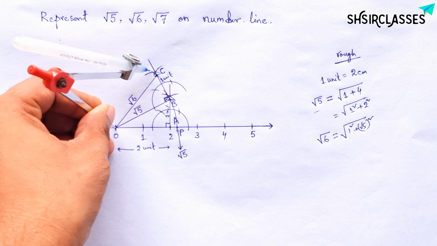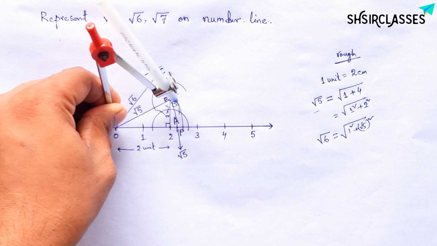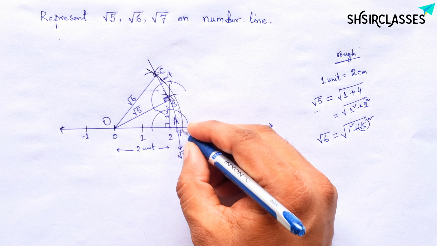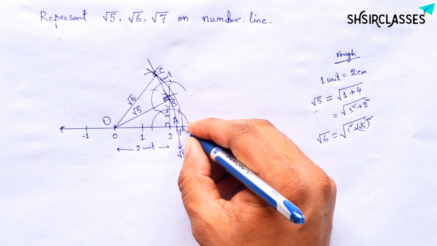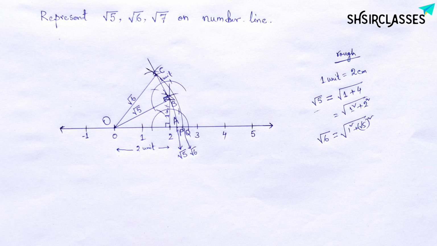Measure OC equal to root 6 with the help of the compass and draw an arc which meets the number line here at a point. Label this Q, and this represents root 6 on the number line.